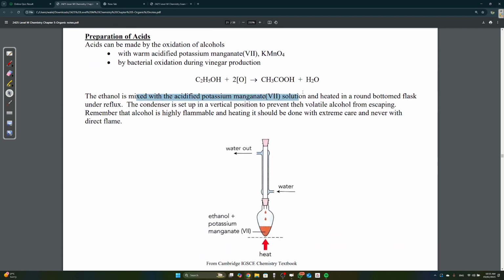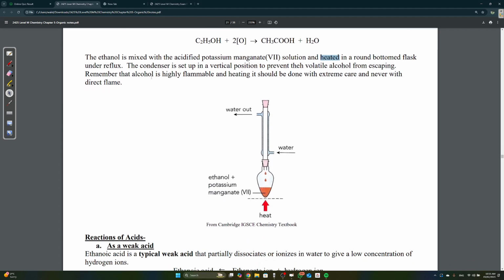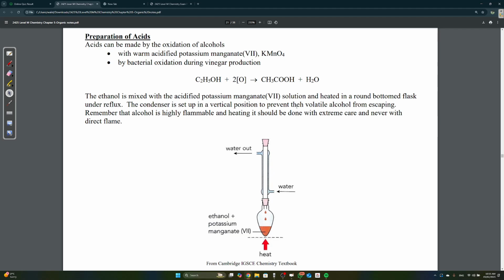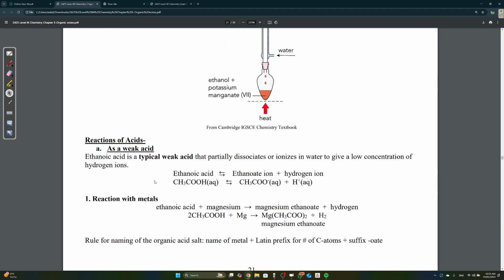The ethanol is mixed with acidified potassium manganate and heated. It has to be heated in a round bottom flask. The condenser is set up in a vertical position to prevent the volatile alcohol from escaping. Remember that alcohol is highly flammable, and heating should be done with extreme care and never with a direct flame.